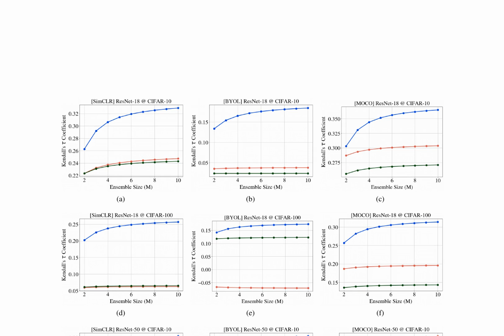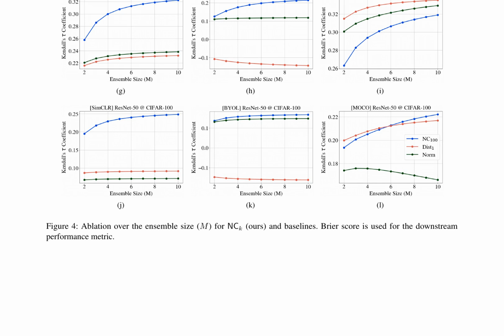Notably, the NCK model consistently outperforms the baseline methods across all ensemble sizes, although the performance gap narrows as the ensemble size increases. This suggests that the benefits of the NCK model are more pronounced when using smaller ensembles. The ablation study highlights the importance of ensemble size in achieving robust performance. The results imply that the NCK model's ability to effectively aggregate information from diverse models is key to its superior performance, particularly when using smaller ensembles.